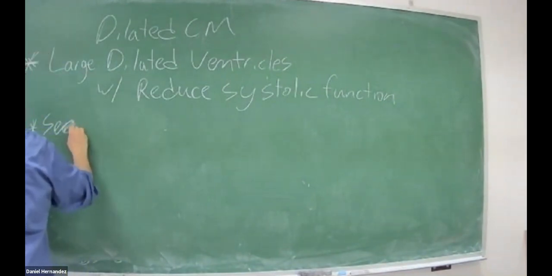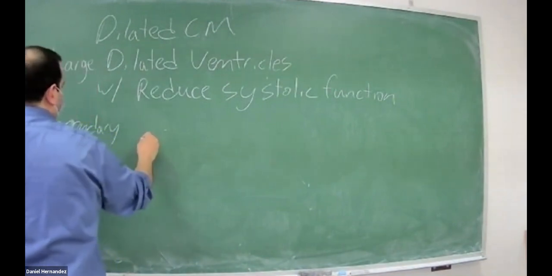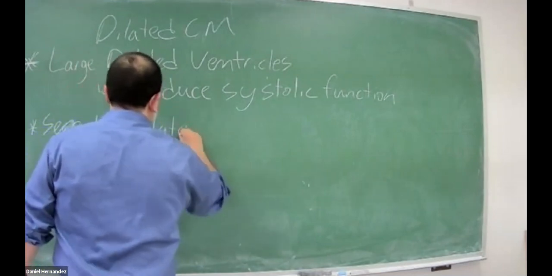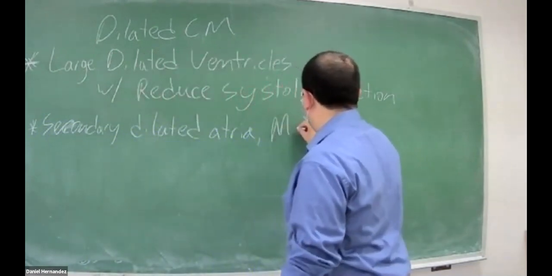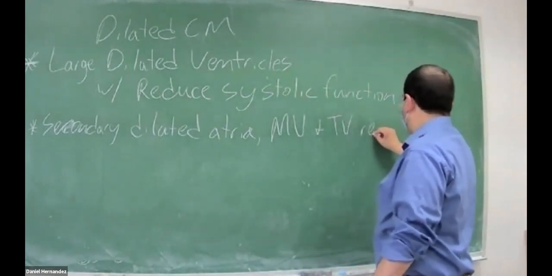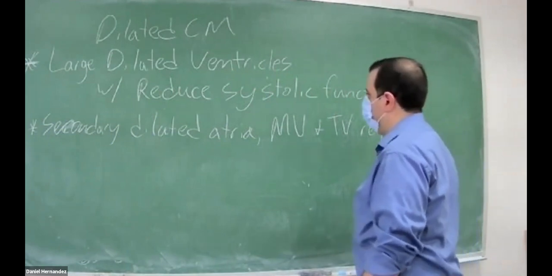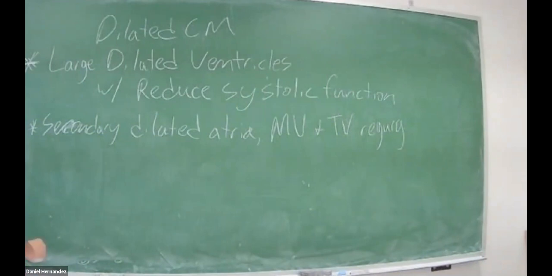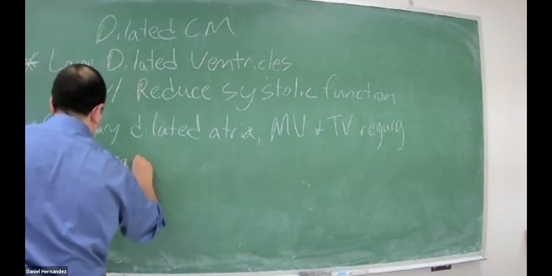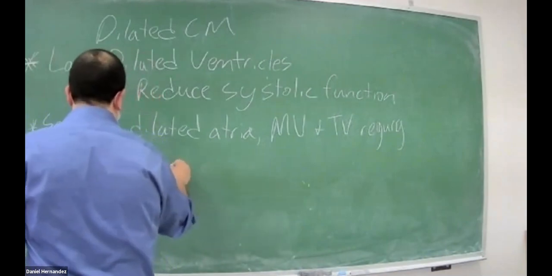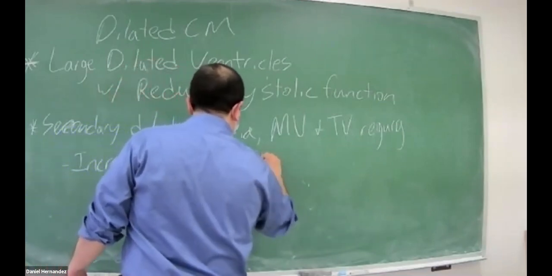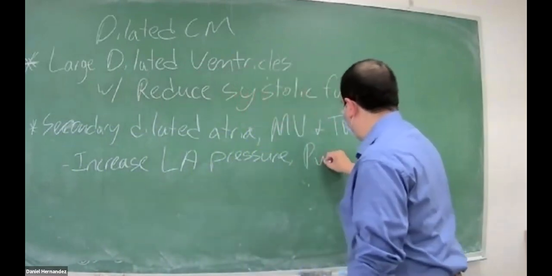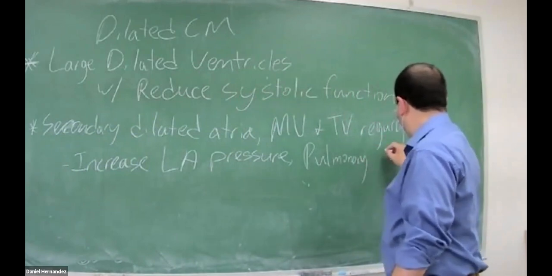Secondary: dilated atria, mitral and tricuspid regurg, increased left atrial pressure, hypertension.